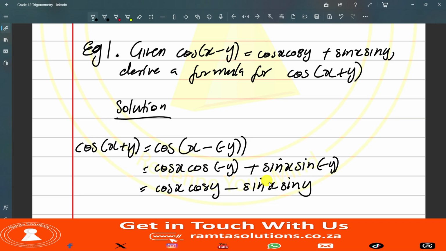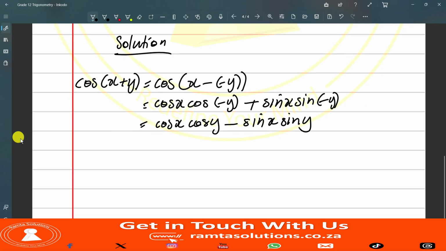You have proved, or you have derived this formula, right? Happy? Perfect. Now moving on. Let's try another example.